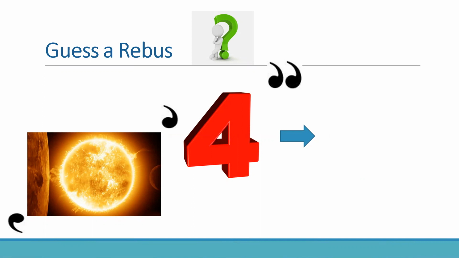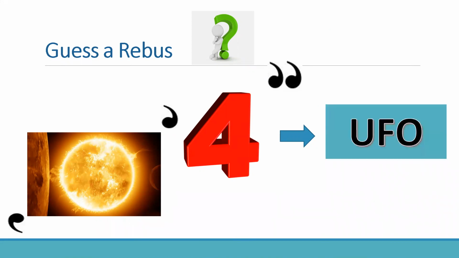The students are given a word in the form of drawings, letters, or numbers, and they solve the puzzle and name the topic of the lesson itself. In our case, this word is the abbreviation UFO.